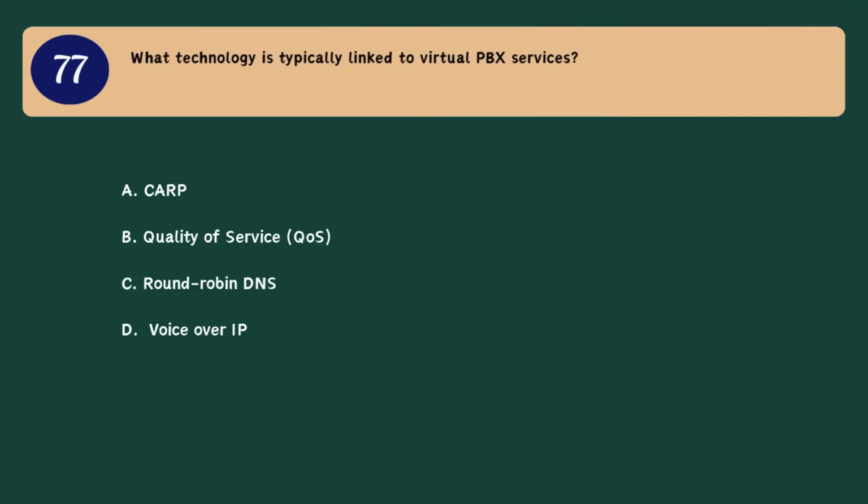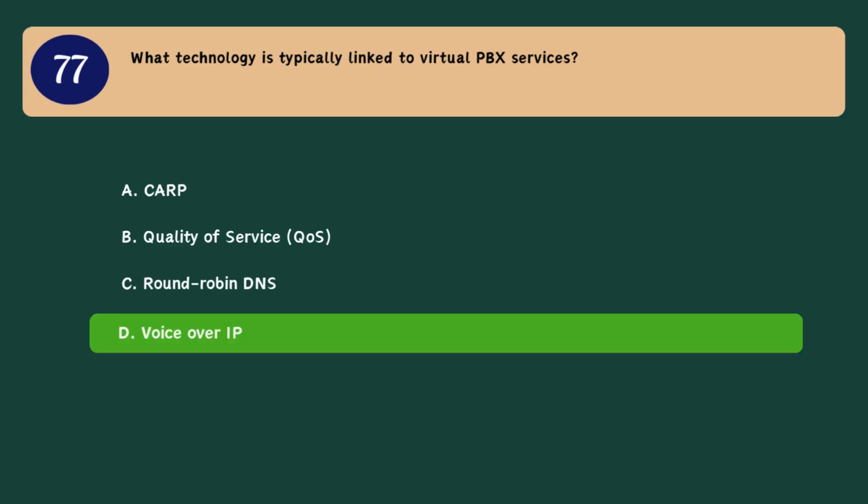Question 77. What technology is typically linked to virtual PBX services? A. CARP. B. Quality of service. C. Round-robin DNS. D. Voice over IP. Correct answer. D. Voice over IP.